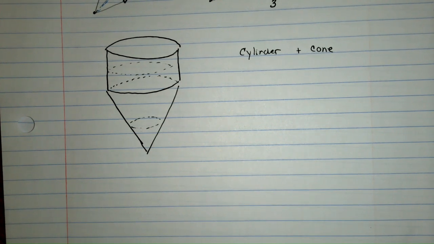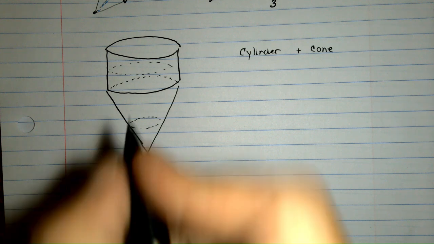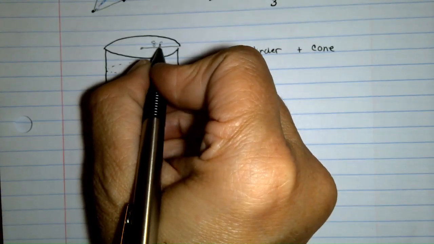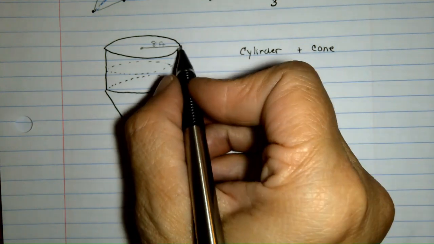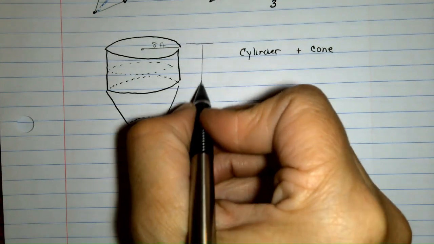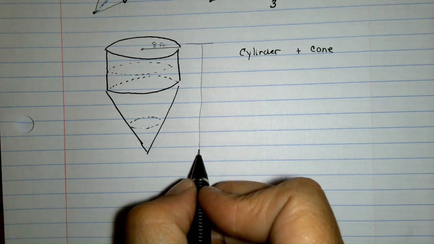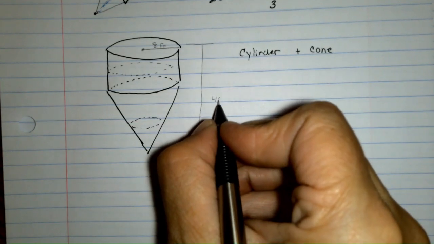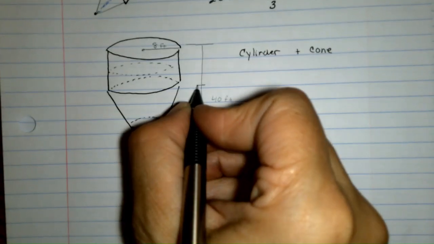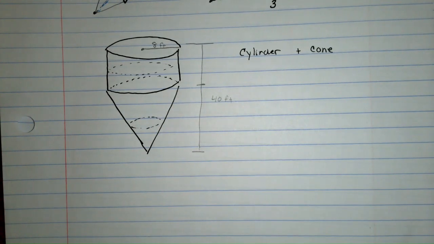Okay. Well, we're missing some pieces, right? So in this case, this was 8 foot. And the entire thing was 40 foot total, with the switch coming halfway.